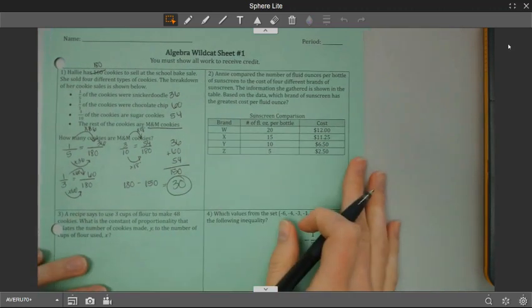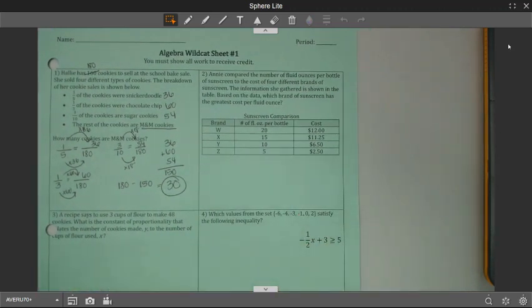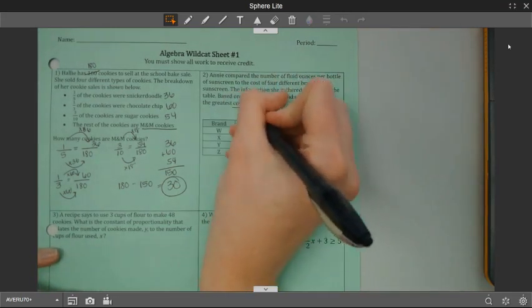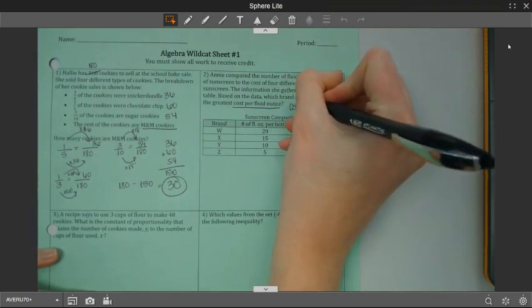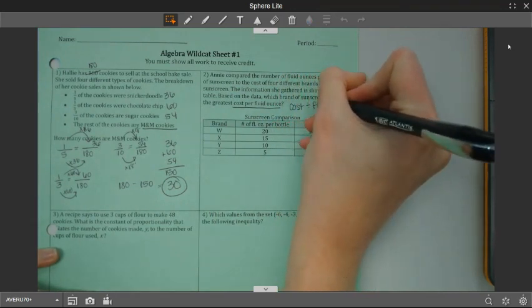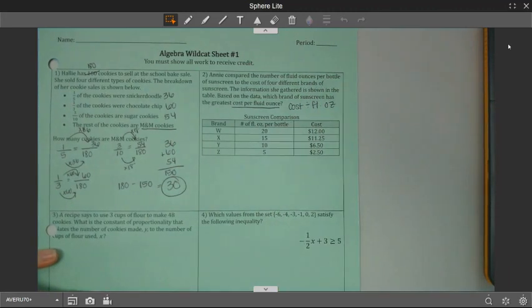Okay. Annie compared the number of fluid ounces per bottle of sunscreen to the cost of 4 different brands of sunscreen. The information she gathered is shown in the table. Based on the data, which brand of sunscreen has the greatest cost per fluid ounce? Okay, cost per fluid ounce. All I'm really doing is dividing the cost by the number of fluid ounces. And then I'm going to do that for all of them.